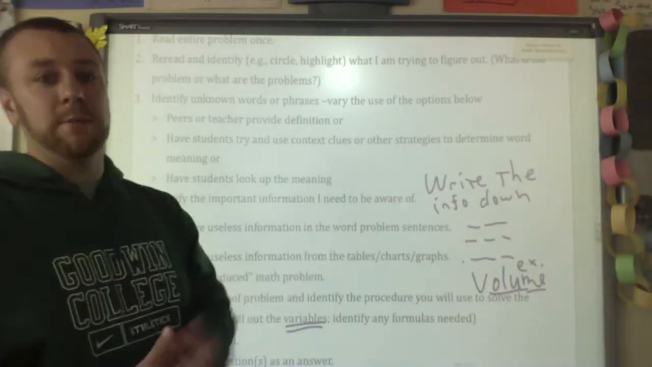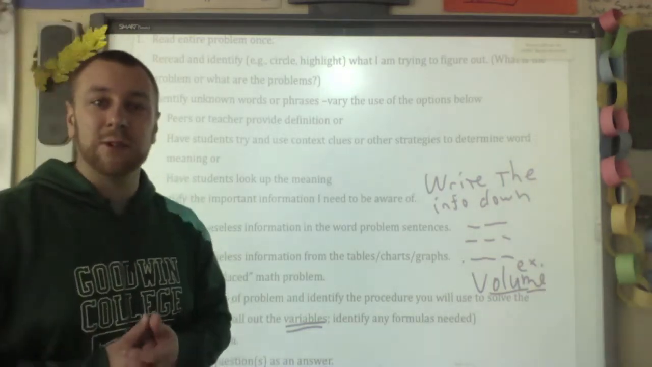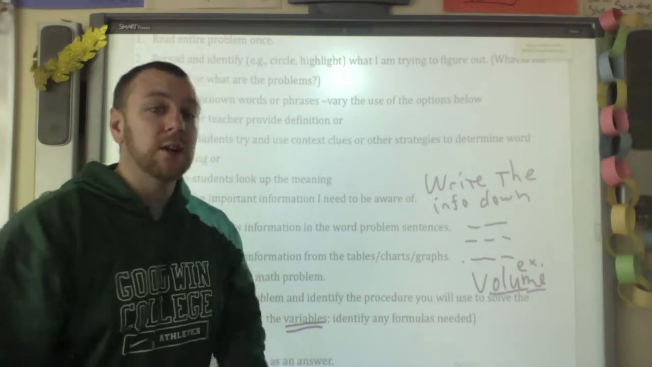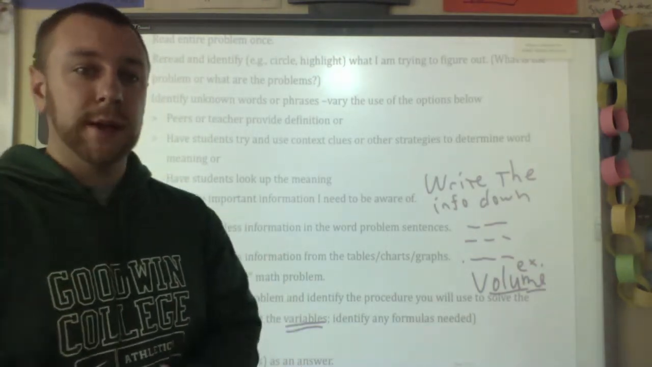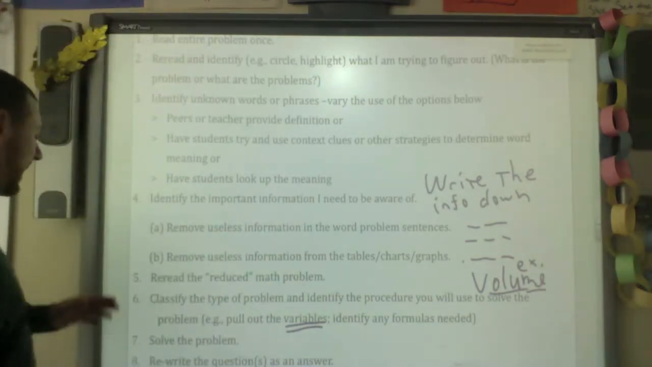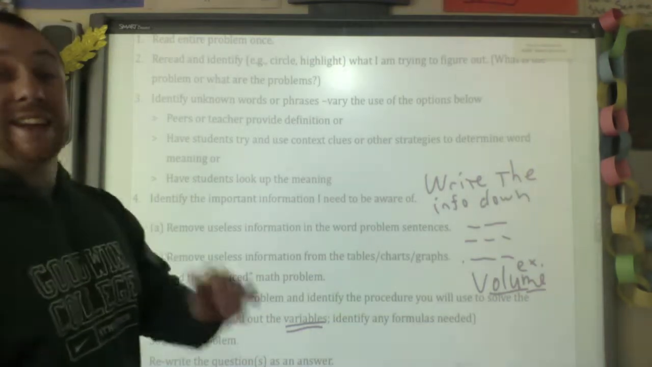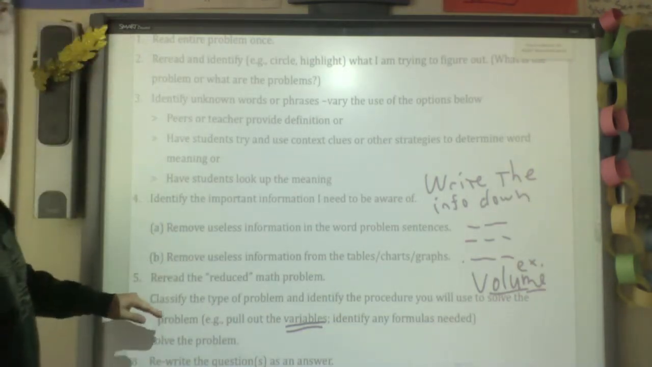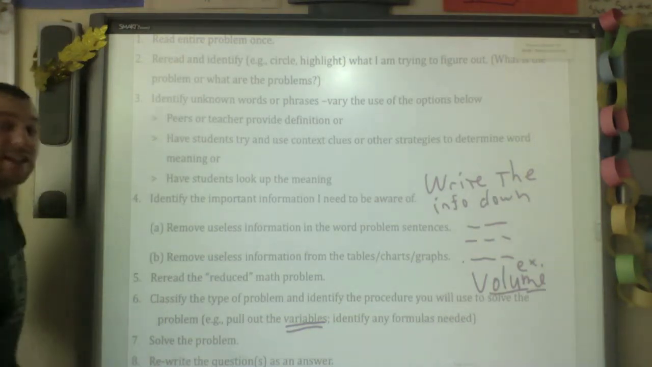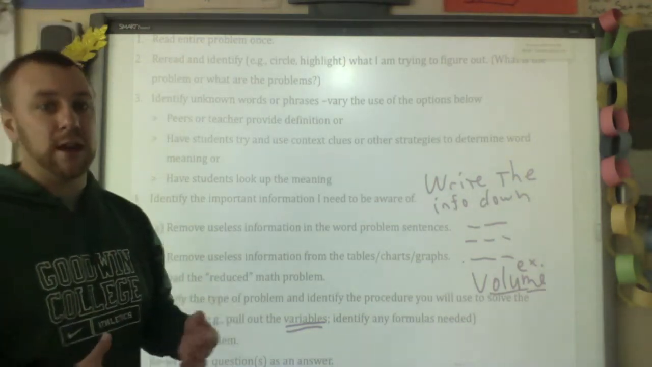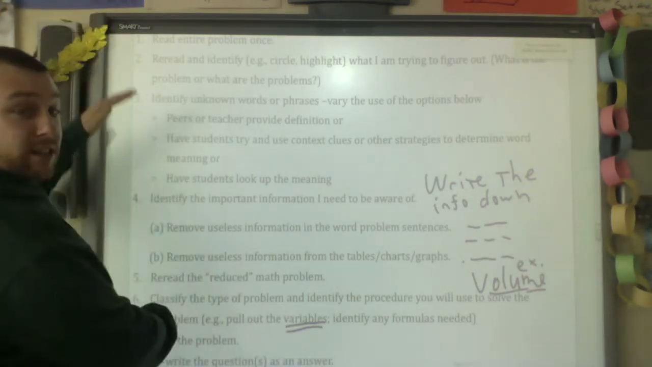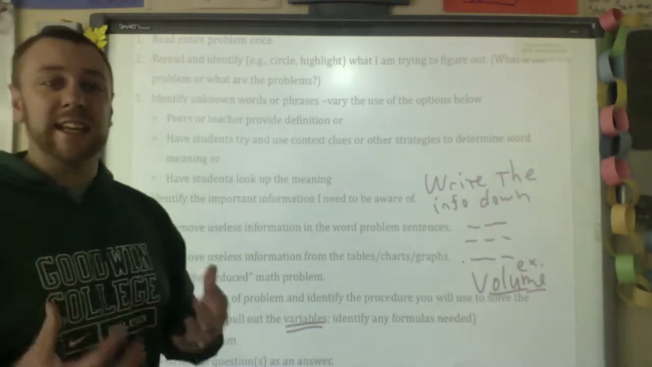And definitely what Mr. Kosker said: anytime you hear the words surface area, volume, area in general, we're going to be using a formula for that. Okay, so after we classify the problem, now we're going to solve it. The step 7 is the solving part. That's where we're actually going to do the math. So all of these steps are all about setting it up.